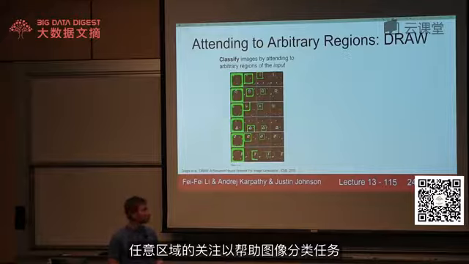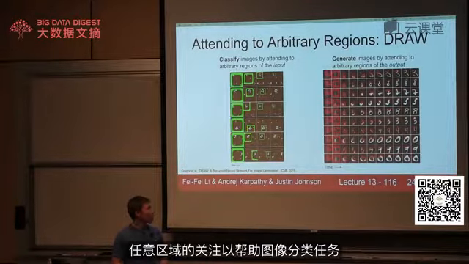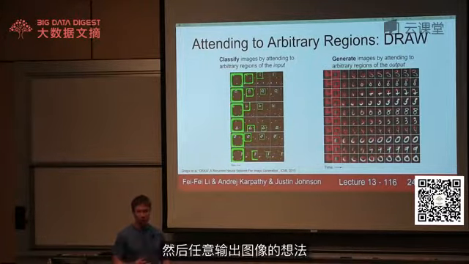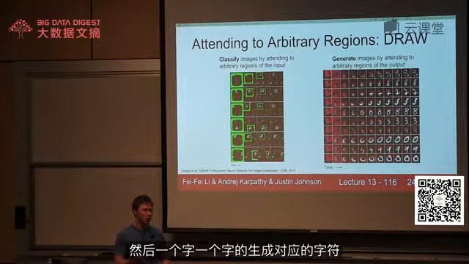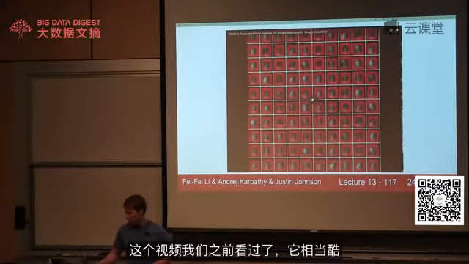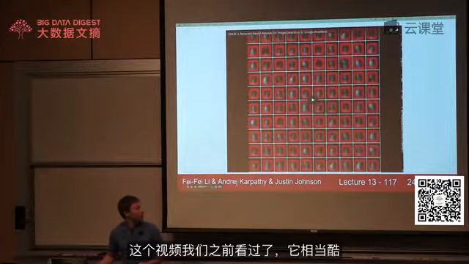image classification. And with Draw, they also consider the idea of generating arbitrary output images with a similar sort of motivation as the handwriting generation, where we're going to have arbitrary attention over the output image and just generate this output bit by bit. And I think we saw this video before, but it's really cool.